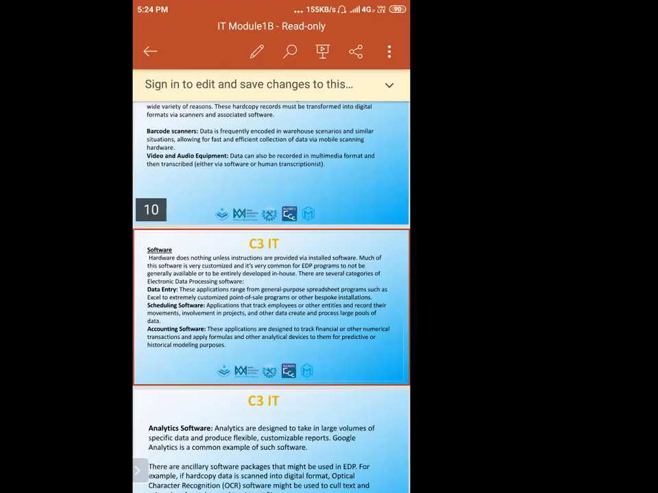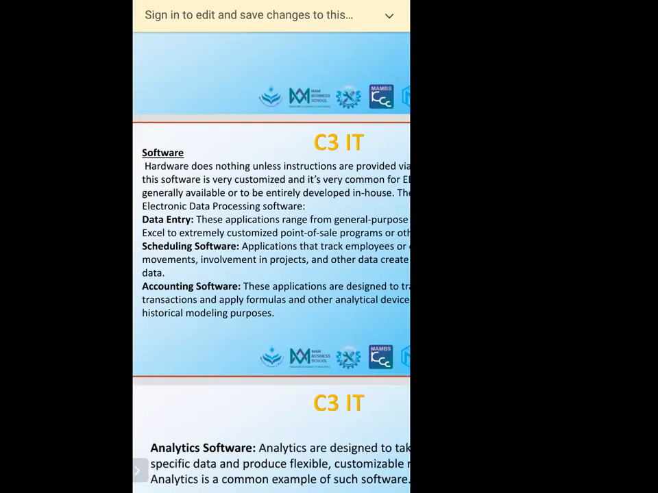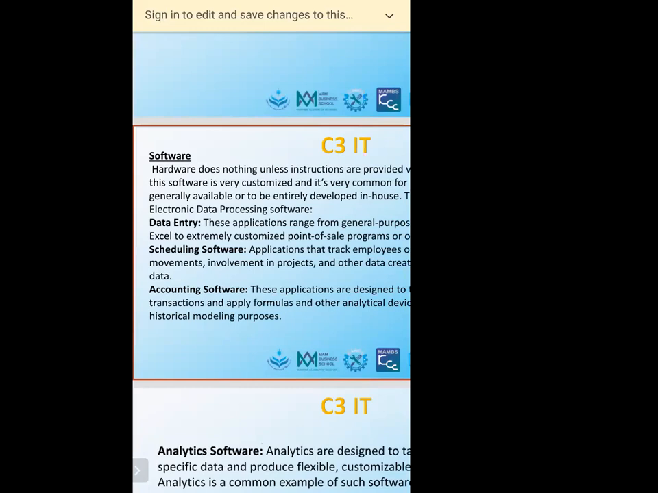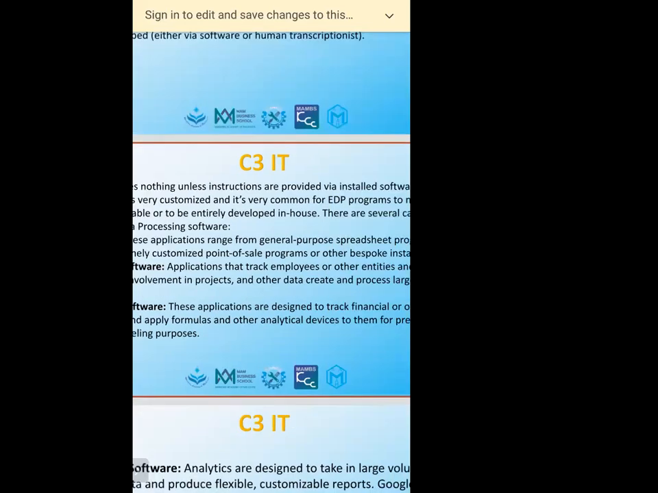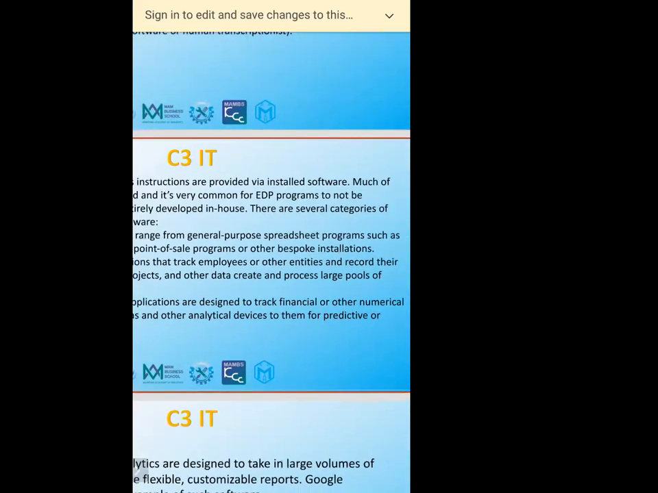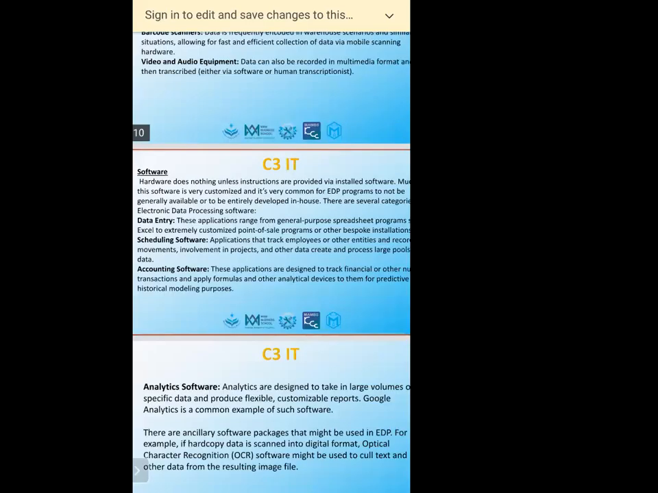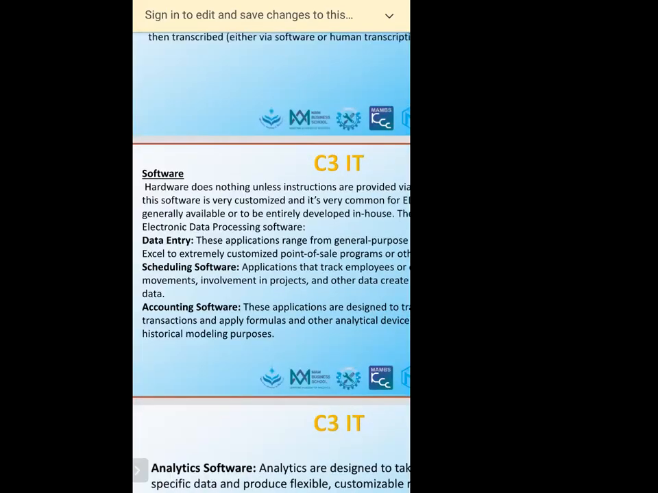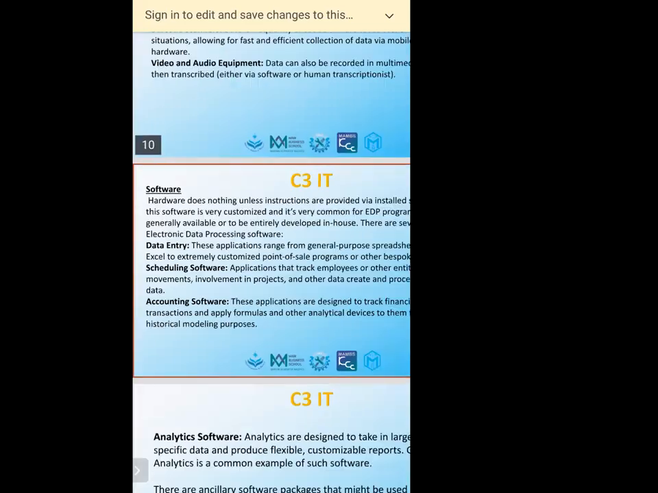What are the softwares that are there? The softwares are useful for the which one? To operate the computer. Softwares are used to operate the computer. The hardware does nothing unless the instructions are provided via the installed software. Hardware doesn't know anything until it is operated by the particular program. So we need the program to operate. Then only the hardware can operate. So that means all the hardware is controlled by the software.